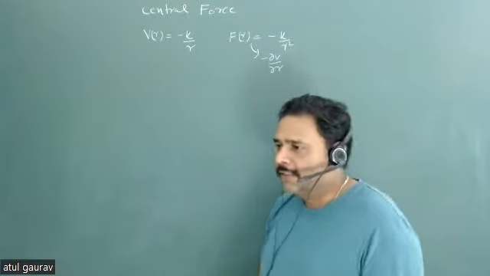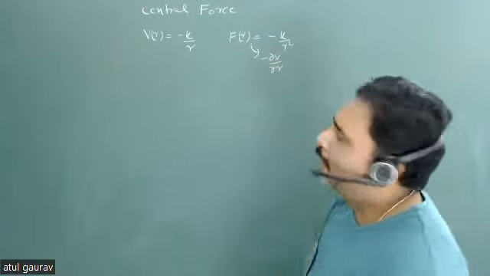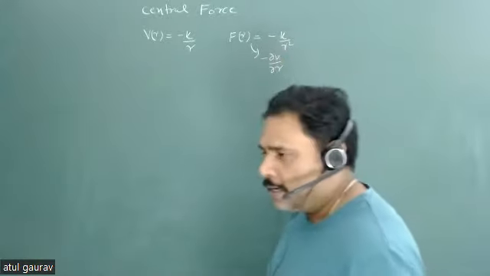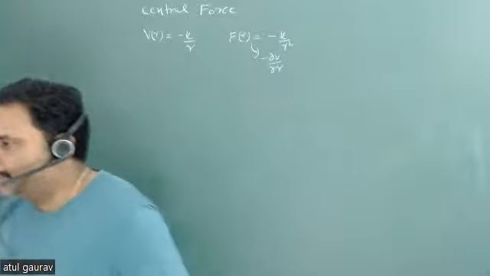Okay? So always try to go for this. This is minus K upon R square. So this is your force, and this is inversely proportional to R square. So always keep this in mind.